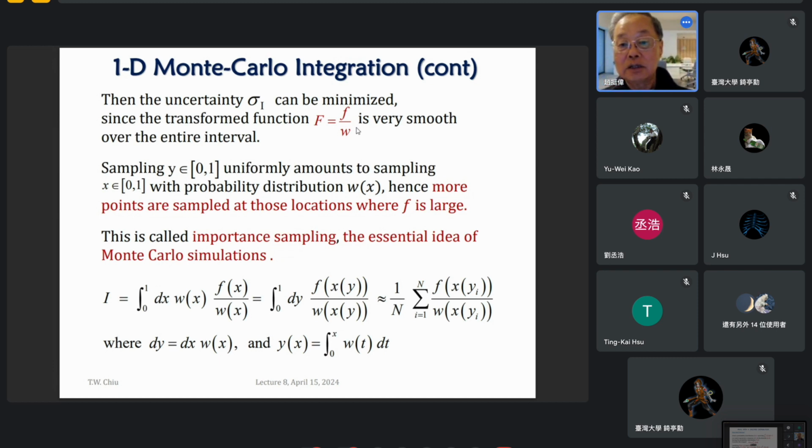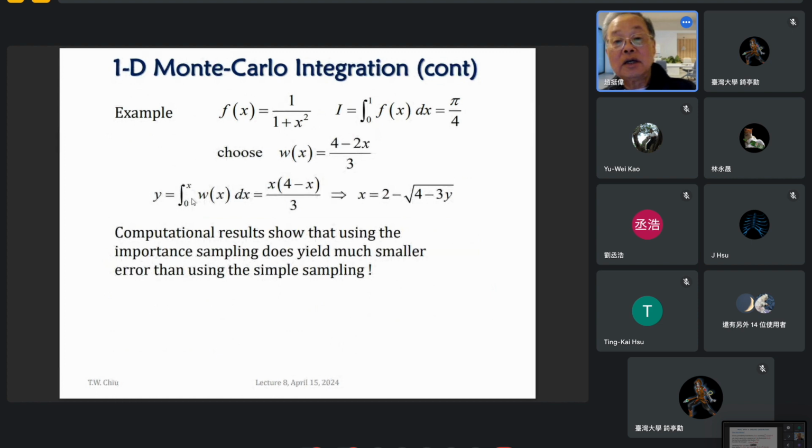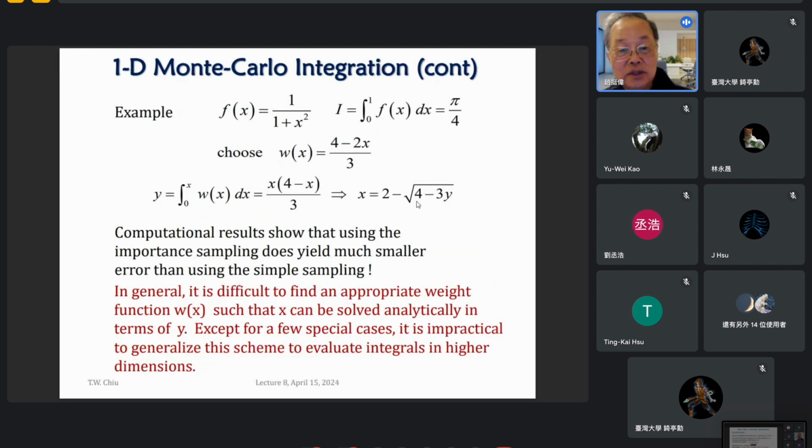And how do we sample the points with the distribution we want, the w? The w is constructed by ourselves, such that f over w is very close to constant, and you can obtain x in terms of y. This integral can be done first, and the relationship between x and y can be obtained easily. But in general, it's difficult to find an appropriate weight function w(x) such that x can be solved analytically in terms of y.